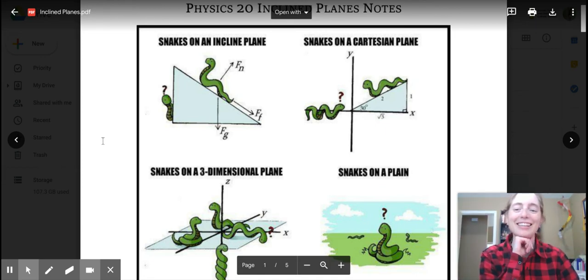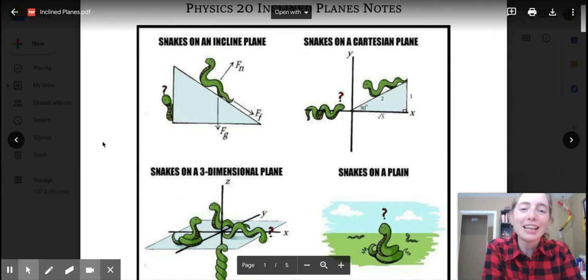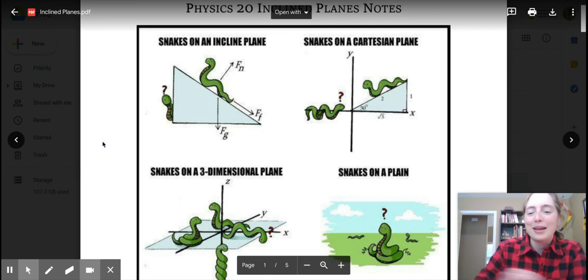All right, so ladies and gentlemen, our inclined plane lesson today is essentially about ramps and how ramps work, and the difference in how the forces are going to be acting on said ramp.